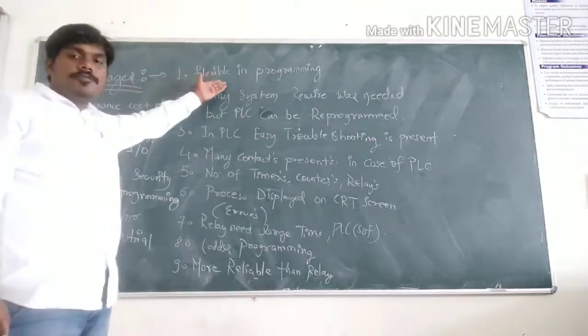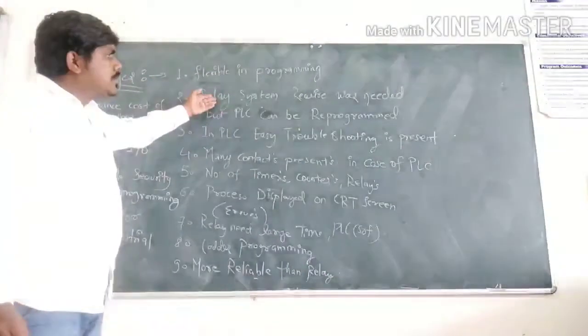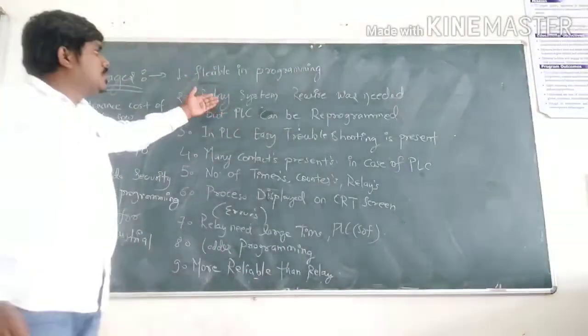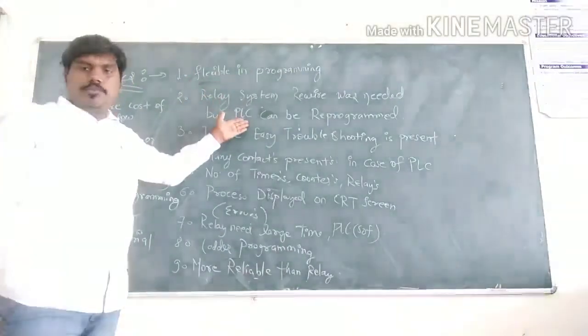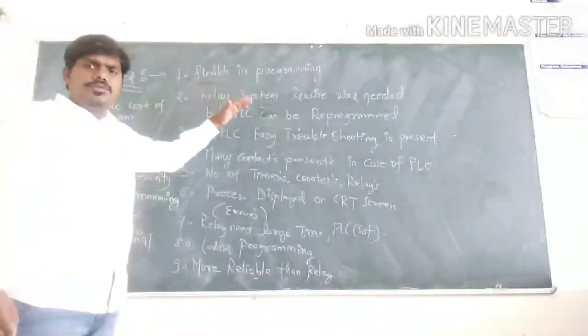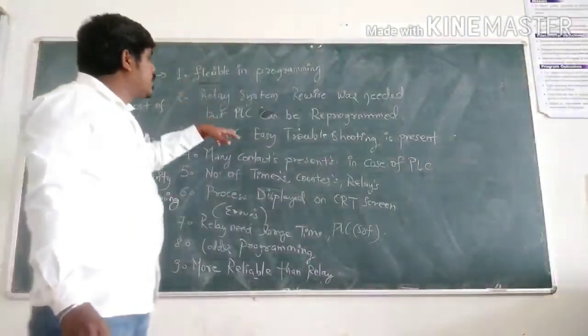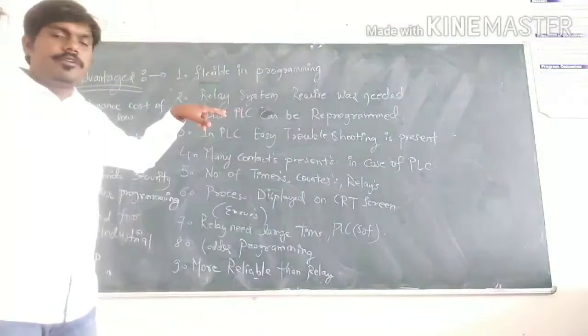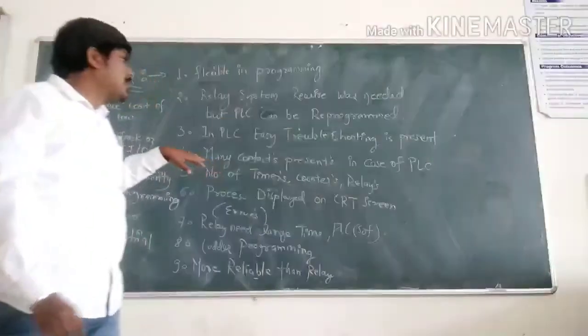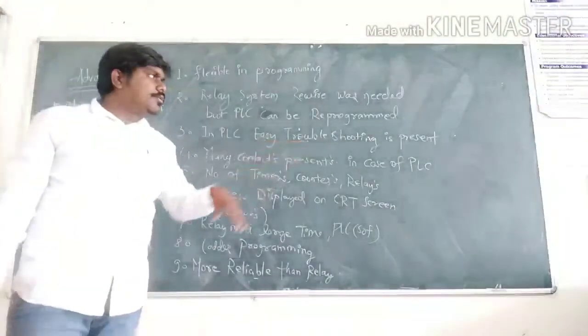Okay, the first one is that it is flexible in programming. In a relay system, rewiring was needed, but a PLC can be reprogrammed. In the case of relays, we were doing rewiring. That's why PLC is preferred, because it can be reprogrammed. Okay, it also has really easy troubleshooting.